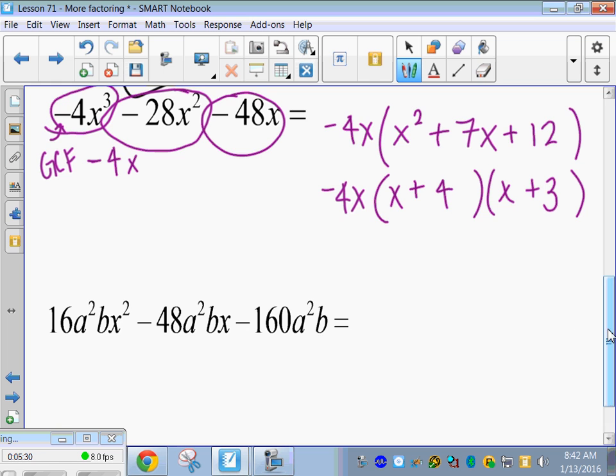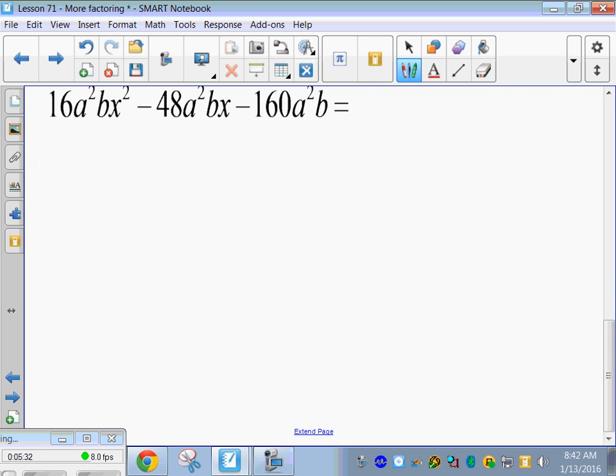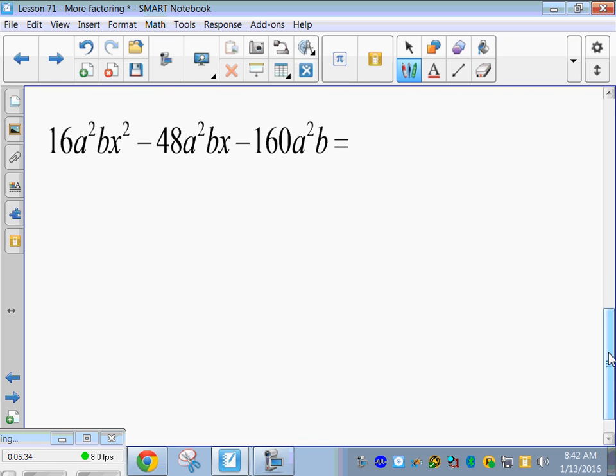Let's do this one. It looks really fun. Write that down. 16a squared bx squared minus 48a squared bx minus 160a squared b. Once we do GCF, this problem will probably look really easy, right? It's really just the GCF that makes it look hard.